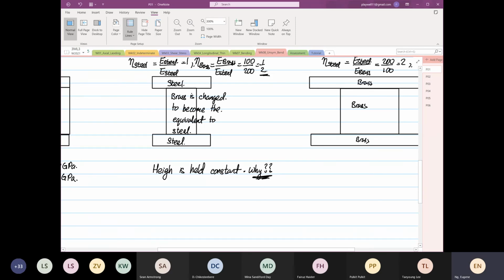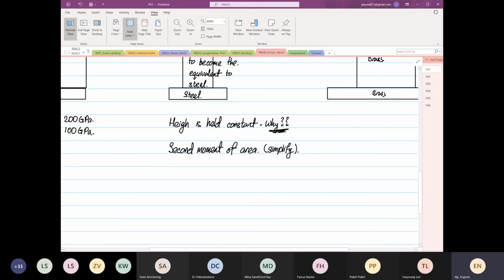So I'll give you guys a hint. This is because of the second moment of area. What do I mean is to simplify, simplify to calculate the second moment of area. Now, what do I mean by that? If you look at the calculation of the second moment of area, we still need to calculate the second moment of area, by the way. We still need to calculate, yes?